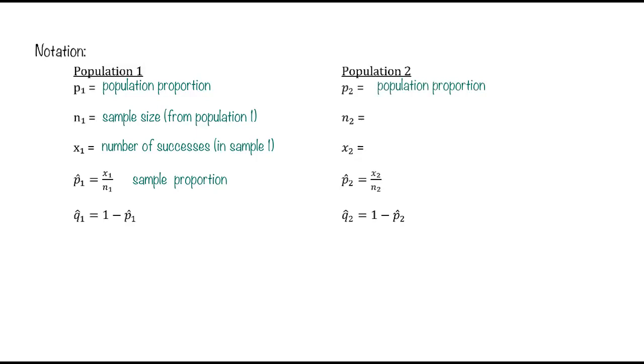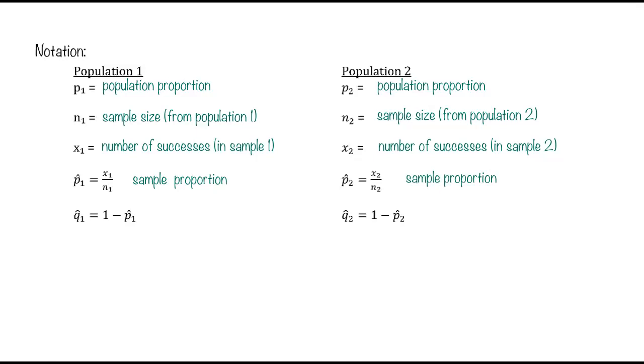P2 is the population proportion. N2 is the size of the sample taken from this population. X2 is the number of successes in this sample, and P hat 2 is the sample proportion for this second sample, which we calculate using X2 divided by N2, and Q hat 2 is 1 minus P hat 2.